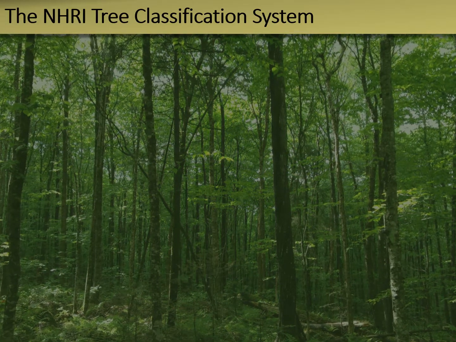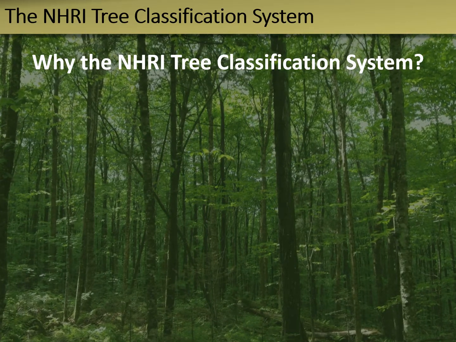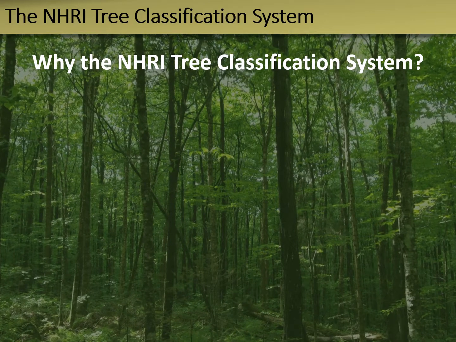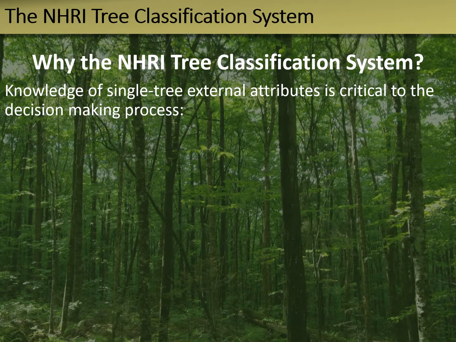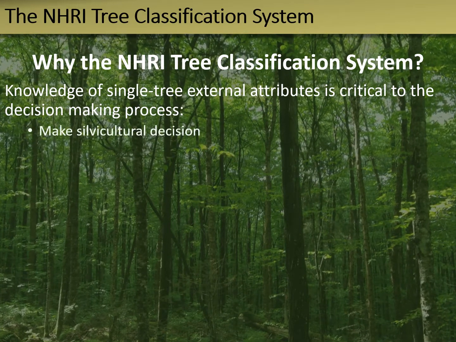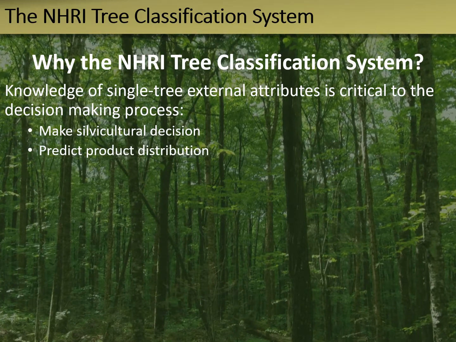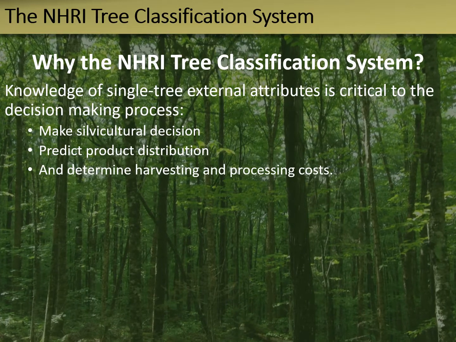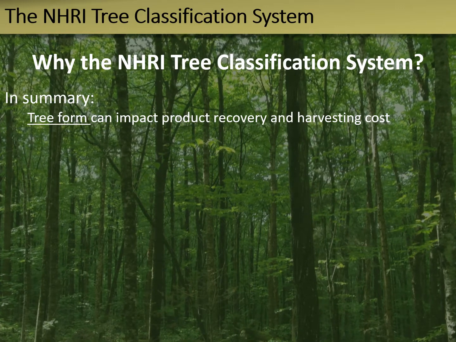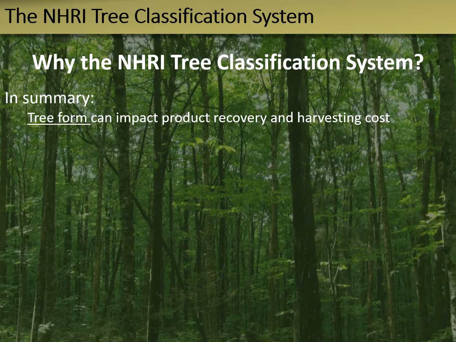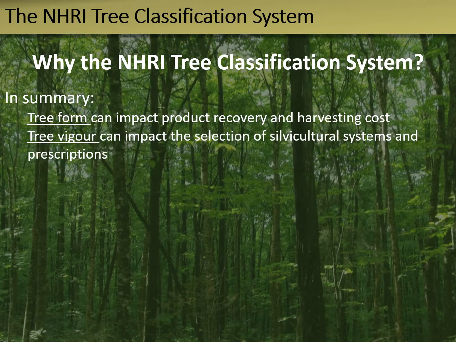For many forest management activities, the knowledge of single tree external attributes is critical in the decision-making process. Currently, there is no known tree classification system in New Brunswick that provides the necessary information to make silvicultural decisions, predict product distribution, and determine harvesting and processing costs. In summary, tree form can impact product recovery and harvesting costs, while tree vigor can impact the selection of silvicultural systems and prescriptions.